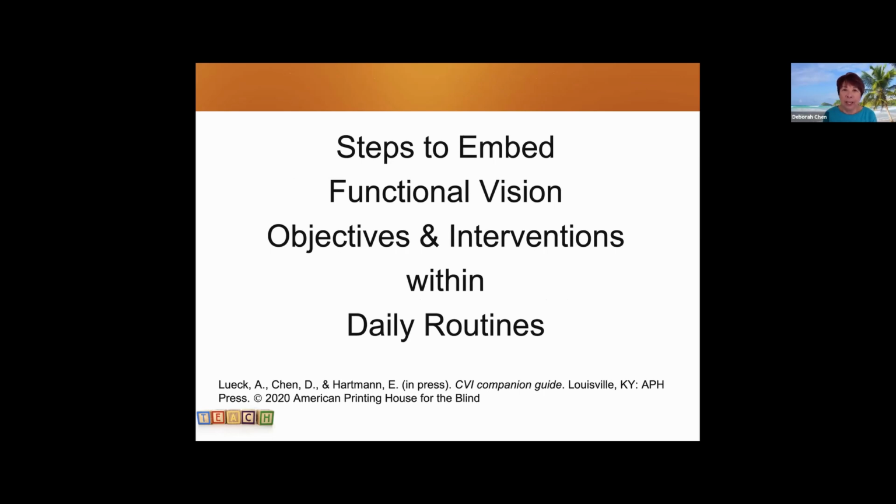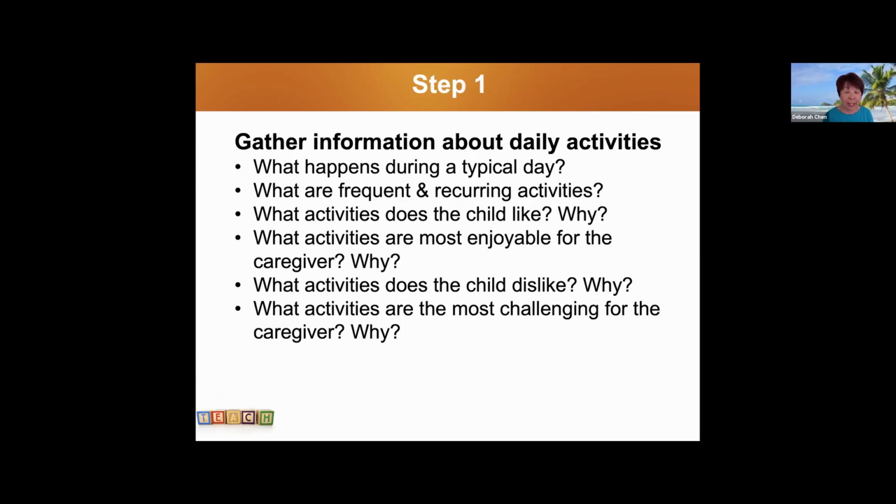Now we're going to talk about steps to embed functional vision objectives and interventions within daily routines. And there are 4 steps. First, we have to gather information about daily activities. What happens during a typical day? What happens frequently? What activities does the child like and why? What activities are most enjoyable for the caregiver and why? What activities does the child dislike and why? And what activities are the most challenging for the caregiver and why? So that you can help problem solve.